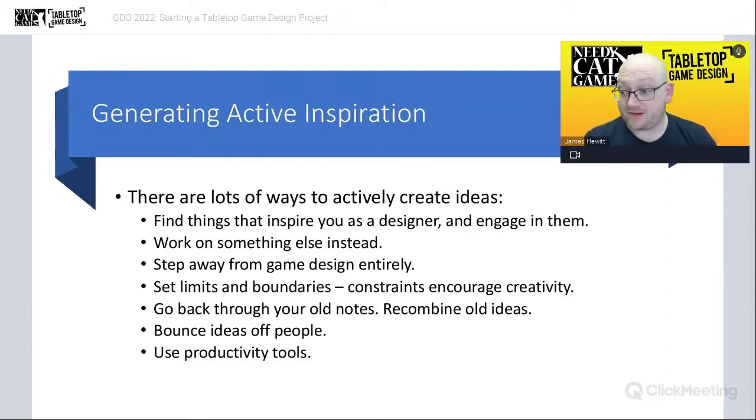But also having another designer's input is handy as well. And that goes both ways. You can help them with their blockages. And finally, use productivity tools. There's all sorts of things. Pomodoro is a method that I use quite a lot, where I try to focus and do intense periods of activity, because that can help fire the brain and get you in the right mood where inspiration can strike.